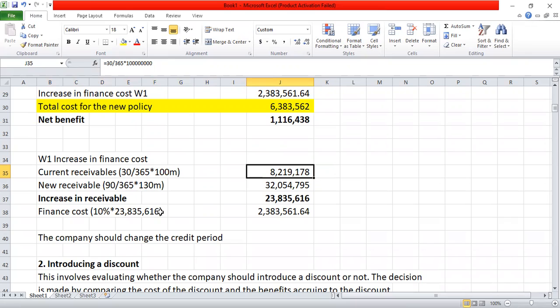Now, if you introduce a new policy, customers are going to be paying in 90 days. So at the end of the year, you're going to have this as your receivable. So the increase will be this minus this. The new receivable minus the old receivable, then you can get the increase in the receivable. This increase in the receivable is financed by an overdraft at 10%. So you get the increase times the overdraft, then you get your finance cost. I hope it is okay.